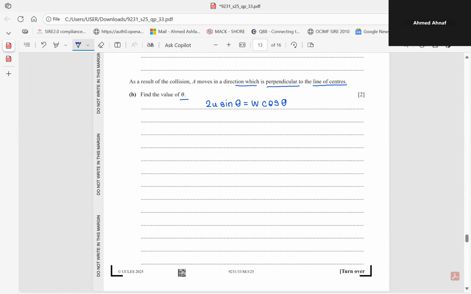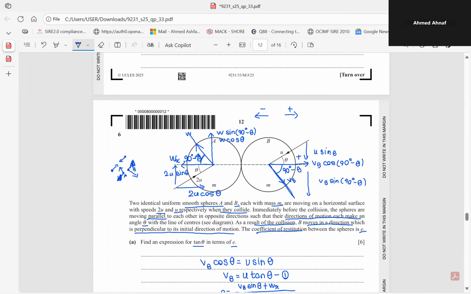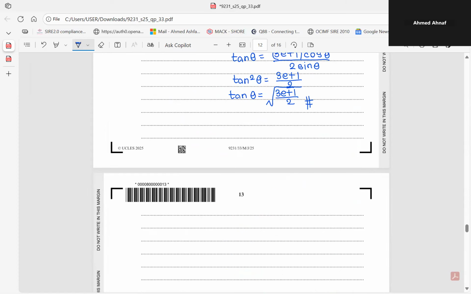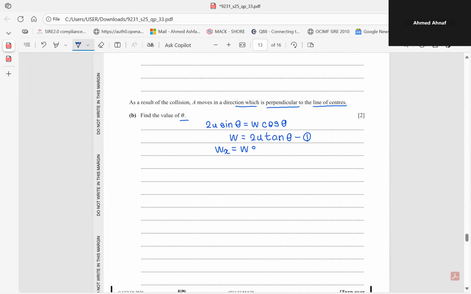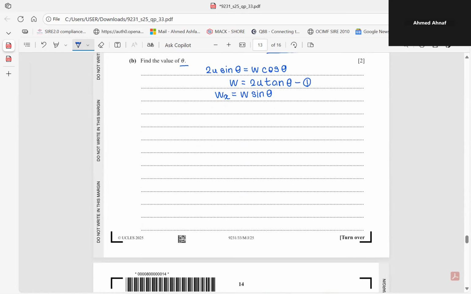Okay, so we can just equate w equals 2u tangent theta. So this is the first equation, and let's also find an expression for wx. Let's see, w cosine (90 minus theta), so that's just sine theta.